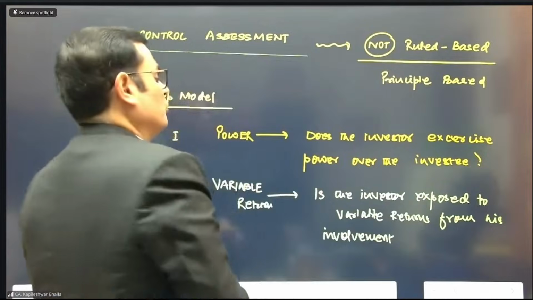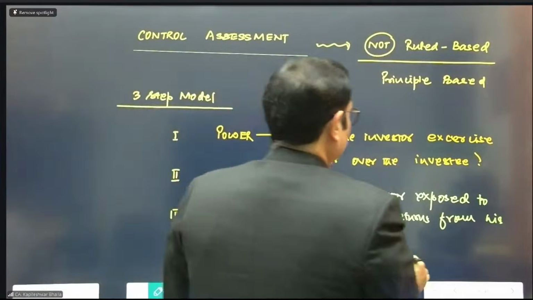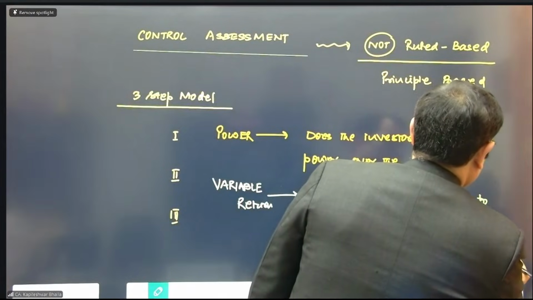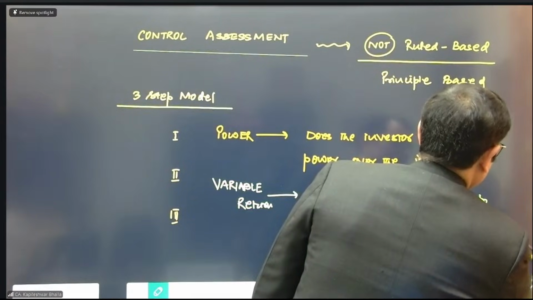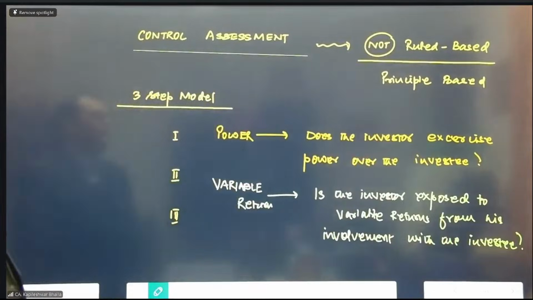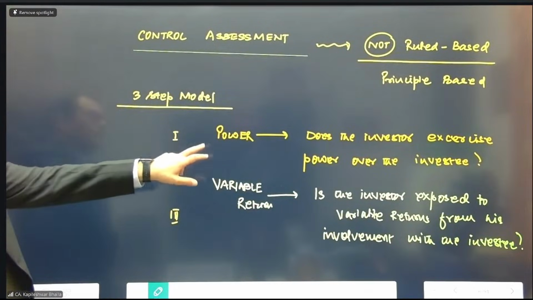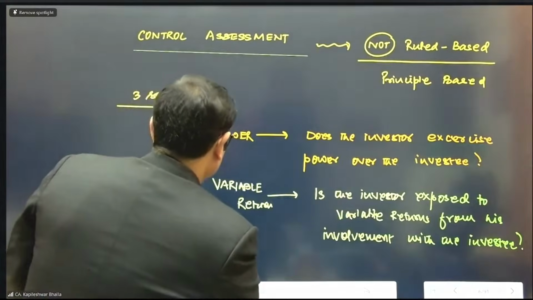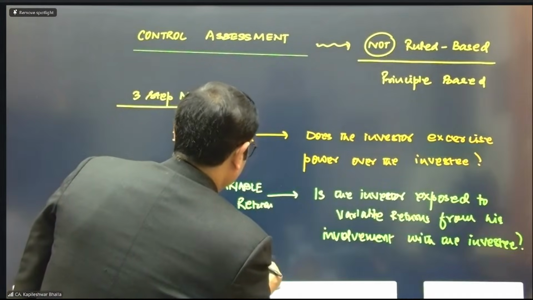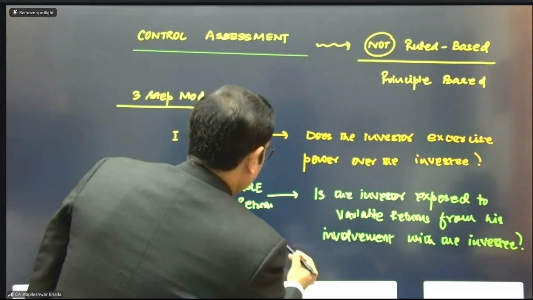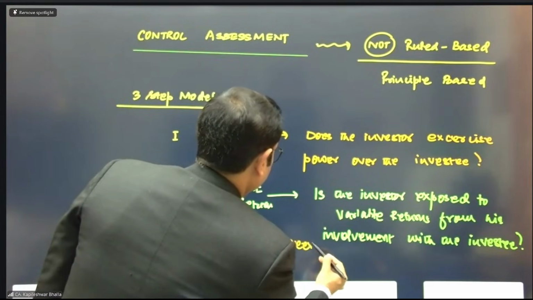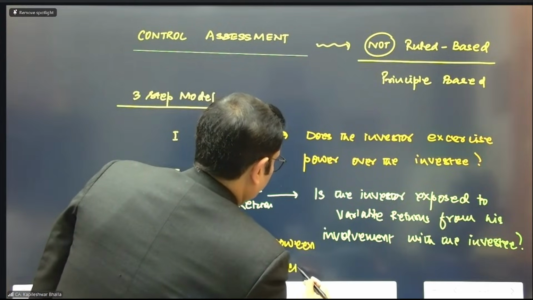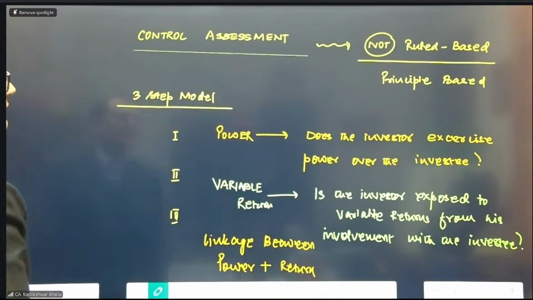So is he exposed to variable returns from his involvement with the investee? Because of his involvement with the investee, is he exposed to variability of returns or not? So the key word is power, the key word is variable return. And then the third element is we need to look into the linkage. We need to establish the linkage between power and return. We need to prove the linkage between the power and the return.